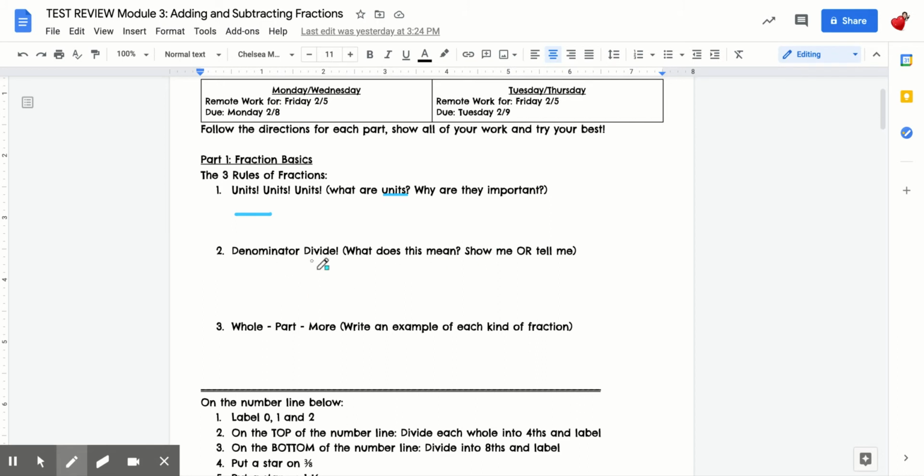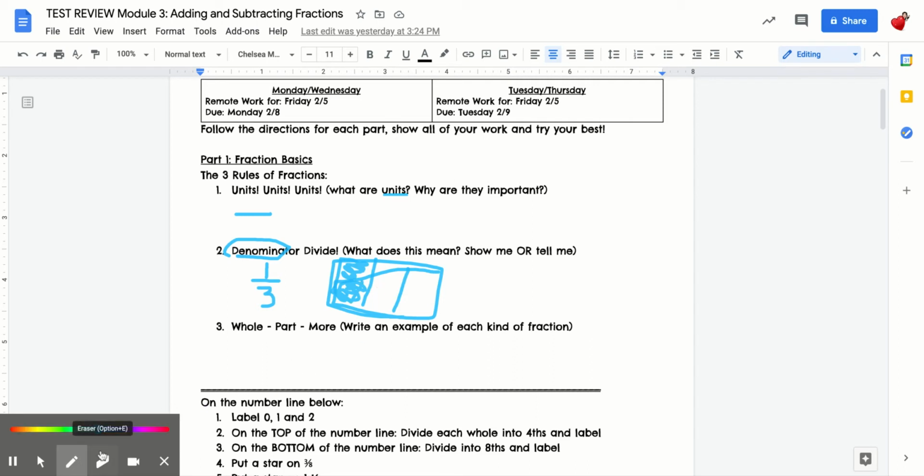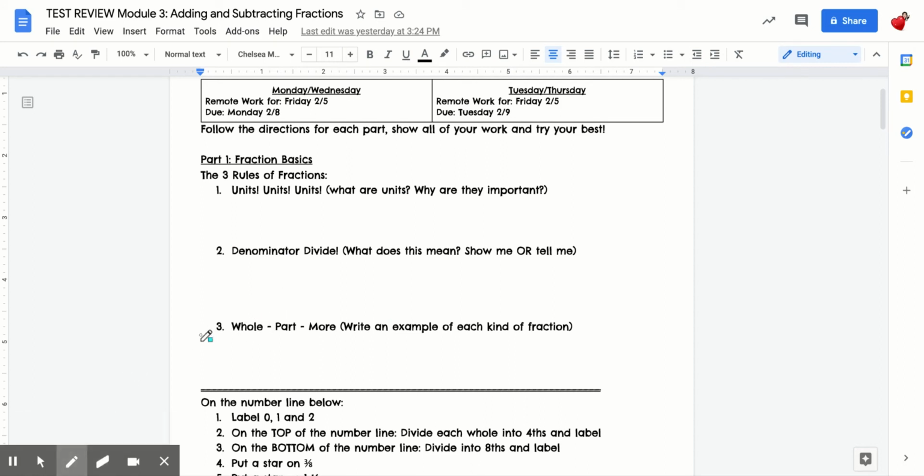Denominator divide. What does this mean? Well, your denominator tells you your units. So if I have 1/3, that tells me that your candy bar is divided into 3 pieces. So that tells us that 3 pieces make up 1 whole. Whole part more fractions, you should be able to give me an example of each of those fractions.